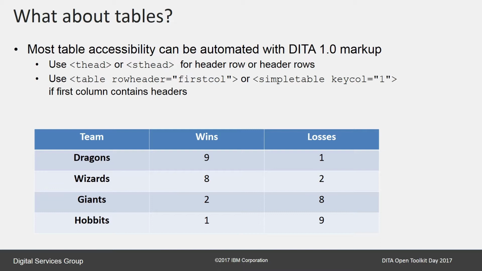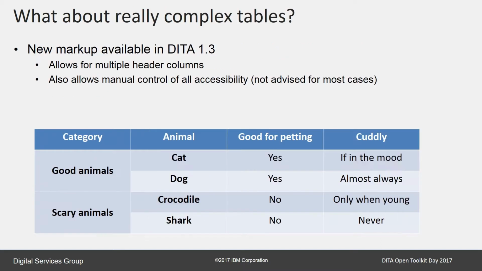You do that by semantically identifying your headers with thead or sthead for simple tables. And then for the header column, you can also identify that with an attribute. Really complex tables, those with 2 header columns or those with header cells scattered randomly throughout the table, I don't know how usable that is, but there are examples of how to do it. That markup is available in DITA 1.3.